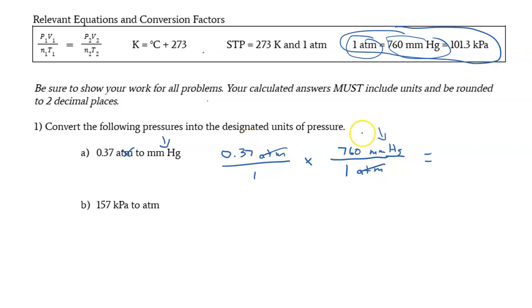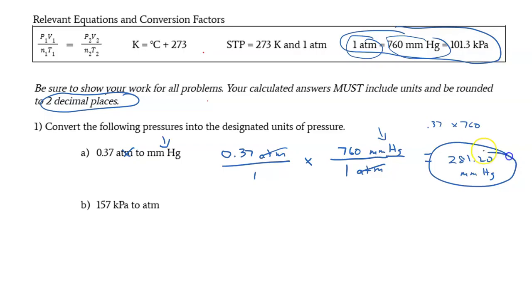Now on my calculator, all I do is 0.37 times 760. When I do that, I'm going to get a number. But notice here that it says to round to 2 decimal places. So when I round that properly, I should get 281.20 millimeters of mercury.